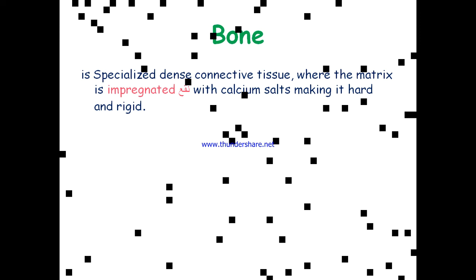Now we talk about bone. This is a specialized, dense, connective tissue where the matrix is impregnated with calcium salts, making it hard and rigid.